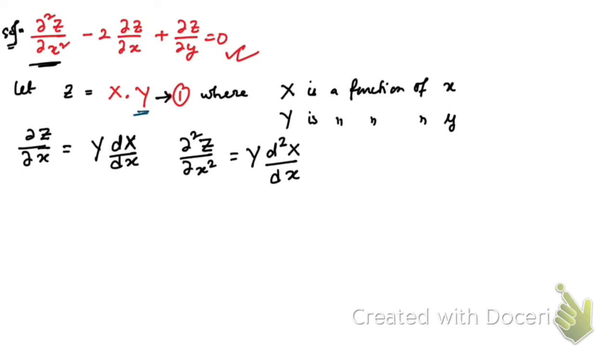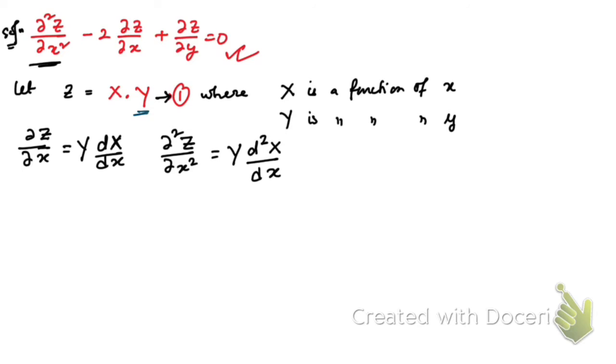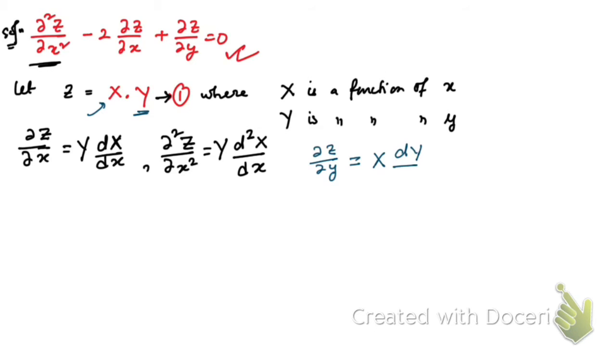Similarly we can differentiate z with respect to y as well, so we must do that. Now the first order derivative of z with respect to small y. This time we're going to take x as a constant, so capital X is taken as constant, and then d capital Y by d small y is what we're going to have. Now let us use these results in this given equation.